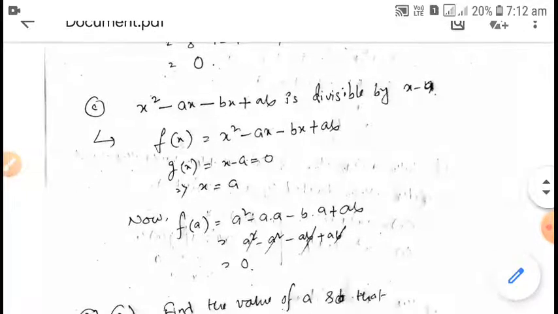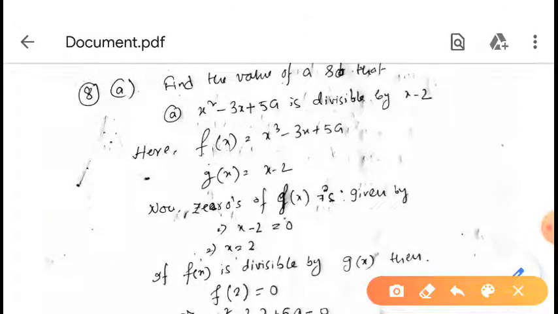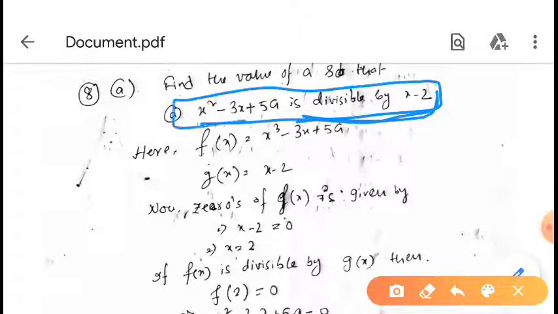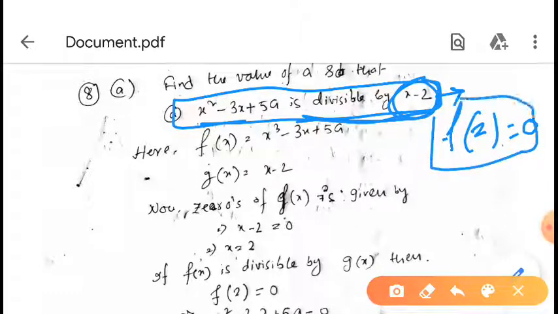Okay, now we have question number 8, which says: find the value of a such that x square minus 3x plus 5a is divisible by x minus 2. So it is given that this is divisible by x minus 2. From this you must conclude that f of the zero of g(x), that is 2, so f(2) equal to 0. You must conclude this condition directly from this statement.